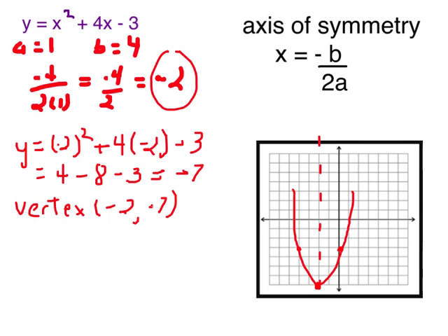Okay, the key here is knowing how to find the axis of symmetry using this formula and plugging the x value into the equation to get the y value of the vertex, and then just use the c coefficient to get your y-intercept, and again another point exactly across the way, and you can sketch the parabola.